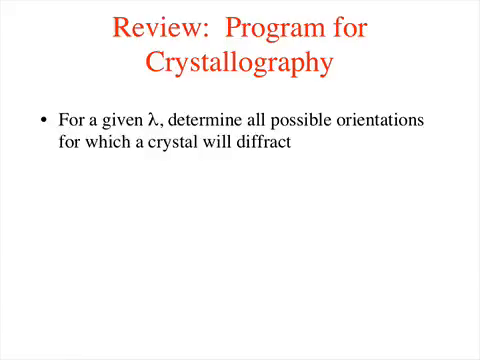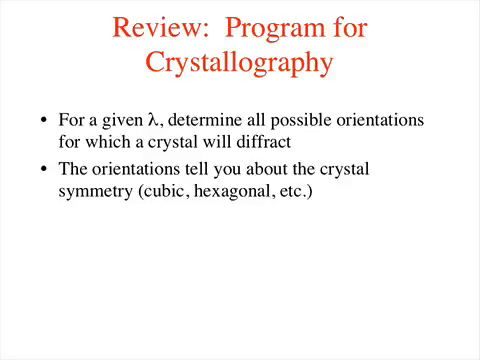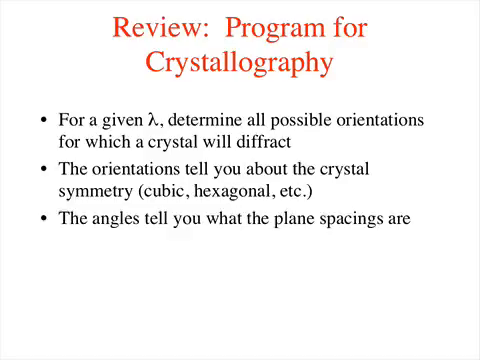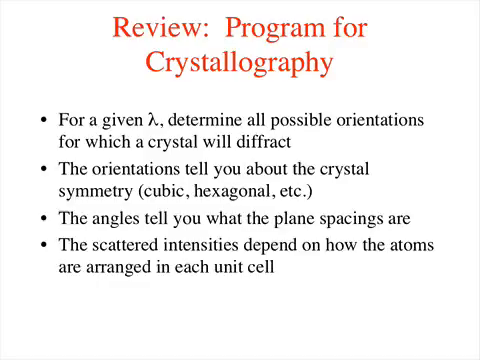So the program for crystallography, as discussed in an early segment, assumes that we have a single crystal, not a powder. For a given wavelength, we have some orientation of the incoming beam. We determine all the possible orientations at which the crystal will diffract, and the orientations together with the directions of the outgoing beams tell you about the crystal symmetry, whether it's cubic or hexagonal or trigonal or whatever it might be. Those angles, the two theta values, tell you what the plane spacings are, and so between those two things you can figure out what the unit cell is, and then the actual relative intensities tell you how the atoms are actually arranged in each unit cell.